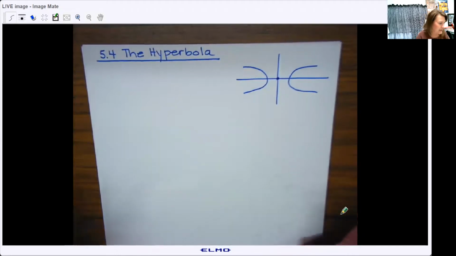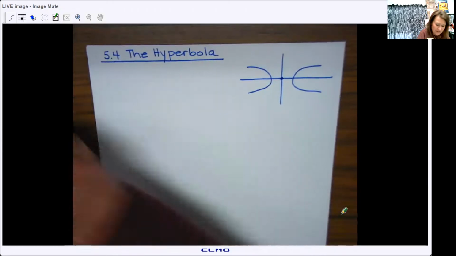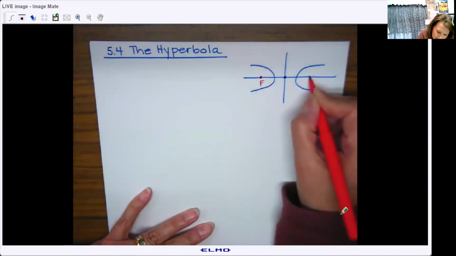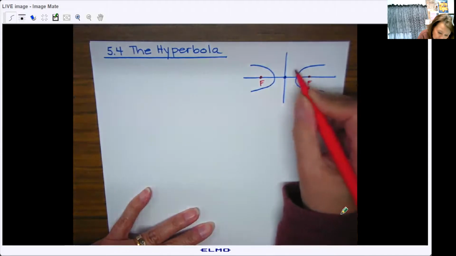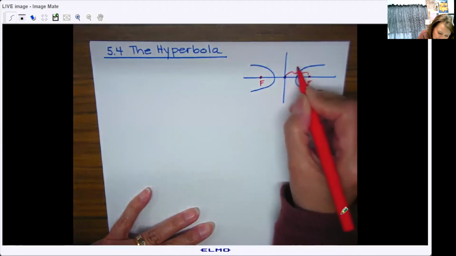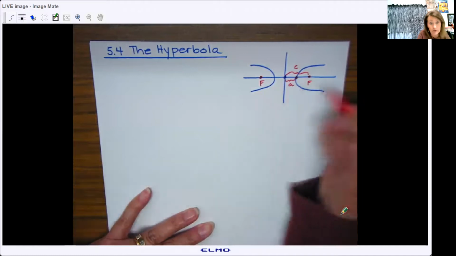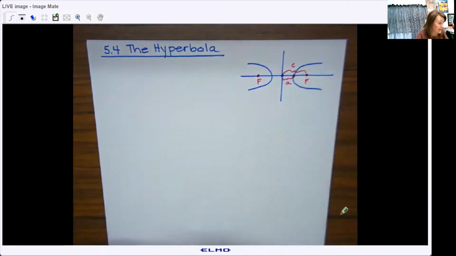Continuing on with that, you're going to get two branches, and within those branches, you're still going to have a focus. It's going to be somewhere within your branch. And remember, focus always deals with the variable C, and this vertex deals with the variable A. So notice that C is going to be bigger than A this time.